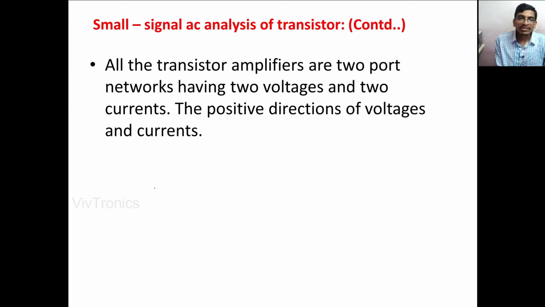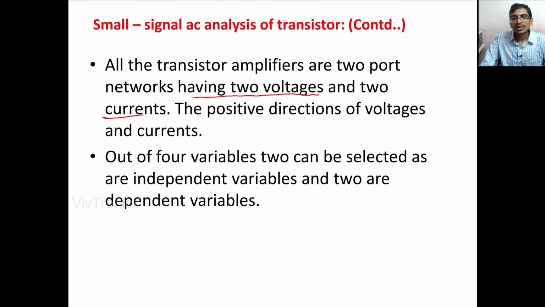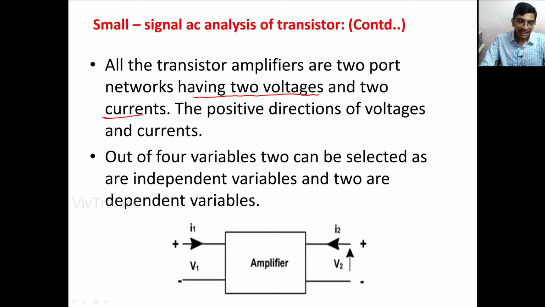In order to get the equivalent circuit of the BJT, we assume the transistor or BJT as a two-port network. All transistor amplifiers are two-port networks having two voltages and two currents. Out of the four variables, we consider two as independent variables and the remaining two as dependent variables. This is the block diagram of the two-port network. Here I1 is the input current and I2 is the output current, and V1 is the input voltage and V2 is the output voltage.